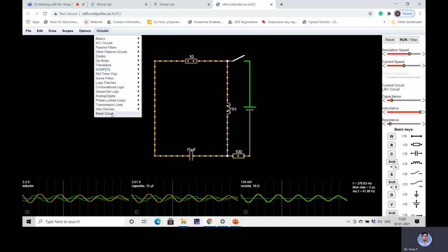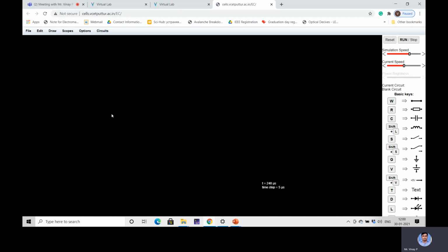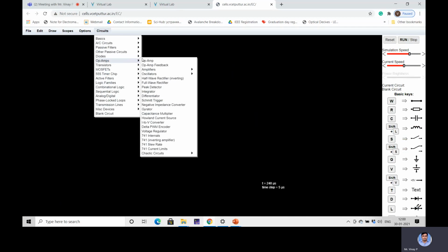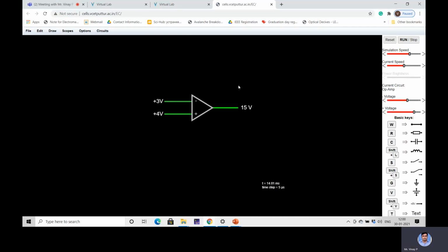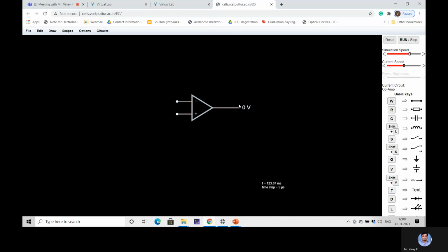Before that, I'll go to a blank circuit, so I get a blank page. Go to circuits. Click on this op-amp. I'll select op-amp. So this is the symbol for an op-amp. Here it is mentioned plus 3 and plus 4, and the output as a node. I want a basic op-amp, so I just delete this. So I selected the op-amp.